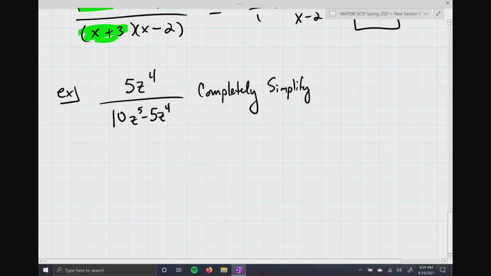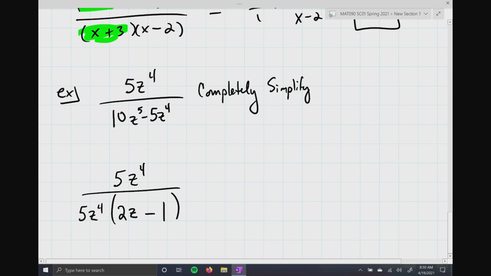All right, here we go. The numerator is already just one monomial. There's nothing I can factor there, so I leave it the same. Now my denominator, I look for a GCF. I definitely see one. It's 5z to the fourth. And when I factor out 5z to the fourth, I get 2z minus 1 left over.